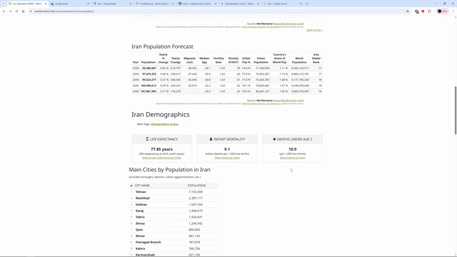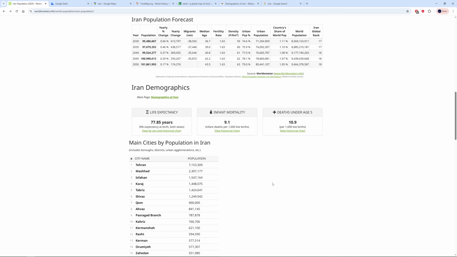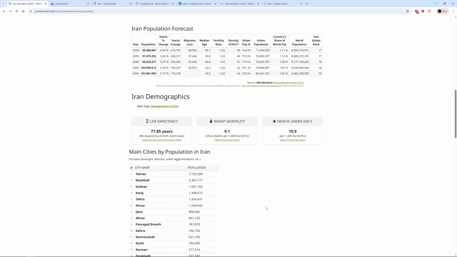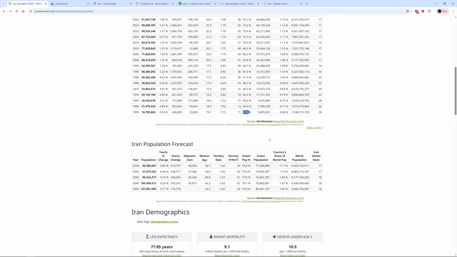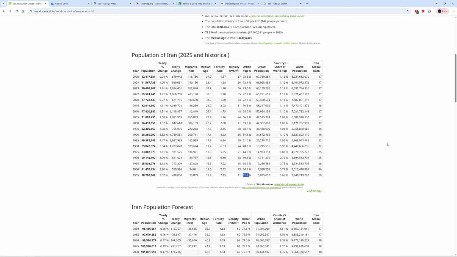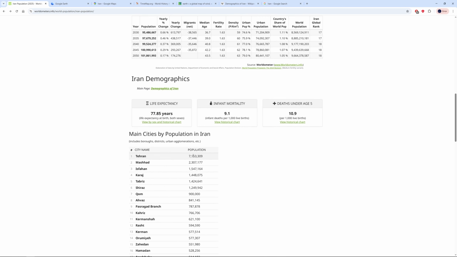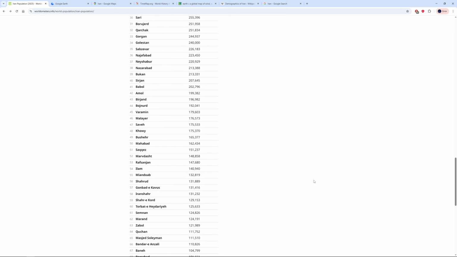But in the cities, Tehran is the biggest one there, with 7.1 million people living there, so a huge increase in population, I guess, because they moved from 32% in 1955 to 75% in 2025. So we're going to see it is normal to see big cities like this when you have that many people moving to urban areas.